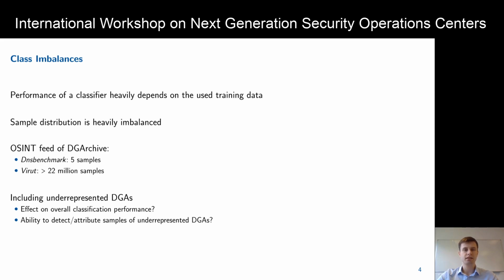In particular, it is unclear whether the inclusion of underrepresented DGAs into the training process is beneficial or harmful for the overall performance of a classifier. On the one hand, the classifiers could learn to correctly detect or attribute samples of the underrepresented DGAs, but on the other hand, the overall classification performance could degrade. Since there are usually only small amounts of samples known for recently discovered DGAs, the question of whether the inclusion of such samples in the training set enables the detection of these newly discovered DGAs is of great practical relevance.